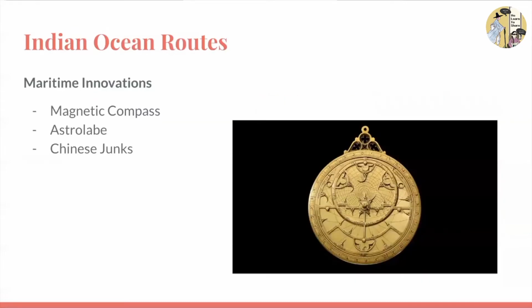Trading through the ocean routes was also important as it led to important maritime innovations such as the magnetic compass, astrolabe, and Chinese junks. The compass and astrolabe allowed for sailors to pinpoint the boat's exact location, which was important especially since they were trading goods. And the Chinese junks were basically large ships which could carry lots of goods at once.